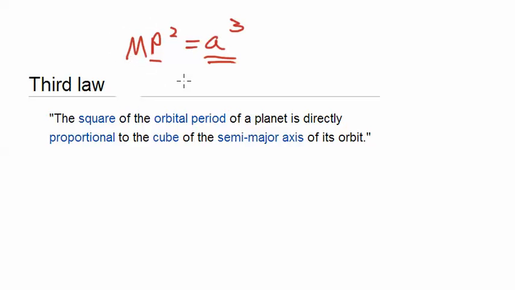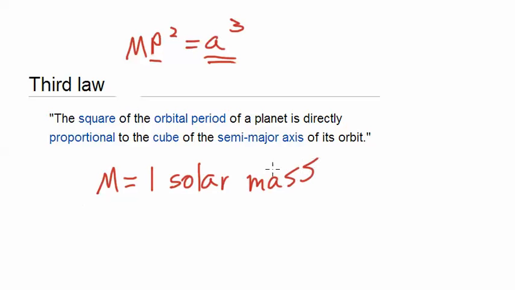So I've thrown in this m here, which for the Sun is 1 solar mass, and for the Earth-Sun system, a is equal to 1 astronomical unit, which is the distance between the Sun and the Earth, and p is equal to 1 year. So if you use solar masses, astronomical units, and years, then this equation comes out this simple.